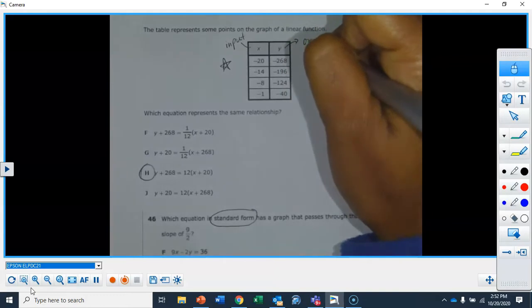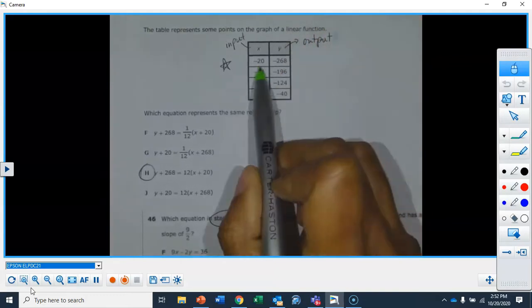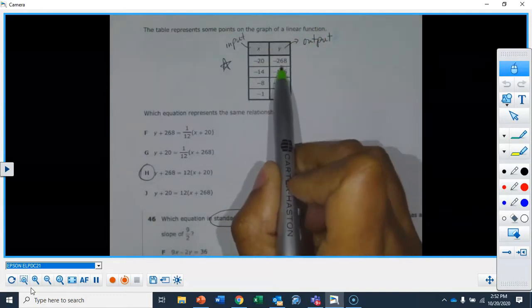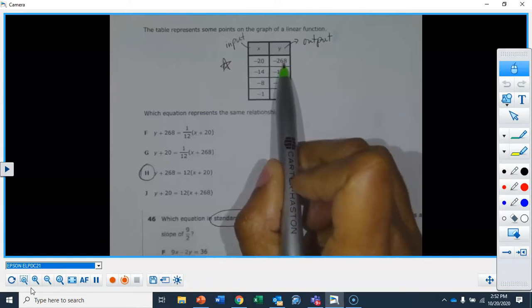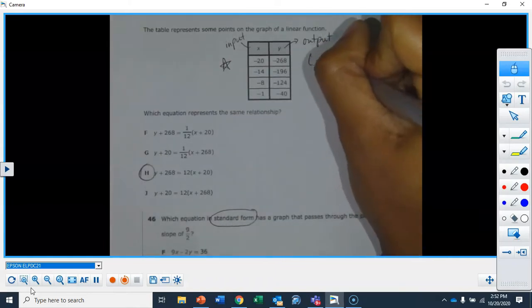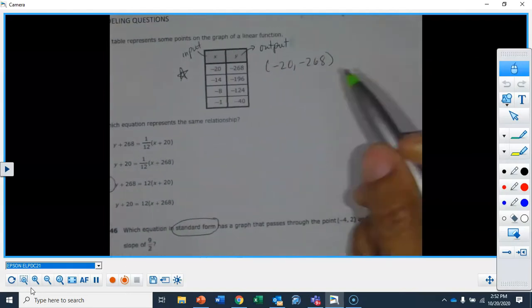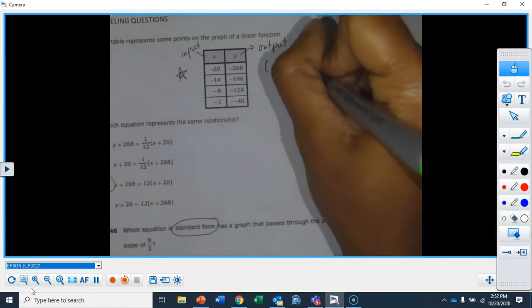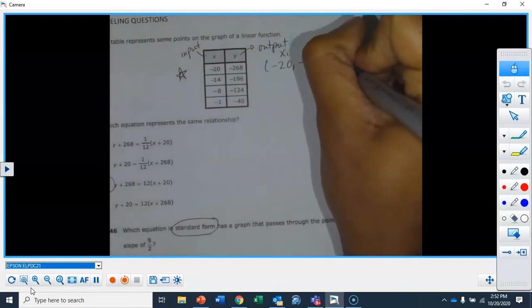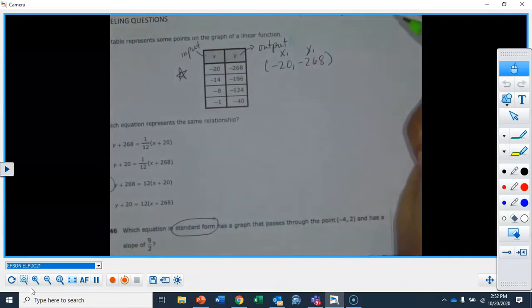Y is always my output. I plug in values of X, I get out a specific Y value, right? So I can make the point then, -20, -268. So that's this first point. I'm just telling you that this is your x1, this one is y1, okay?